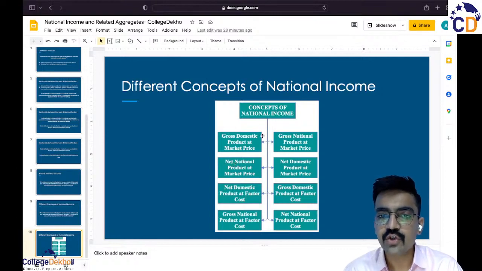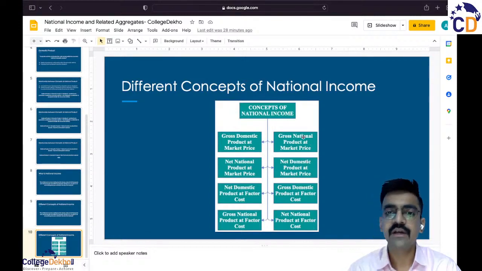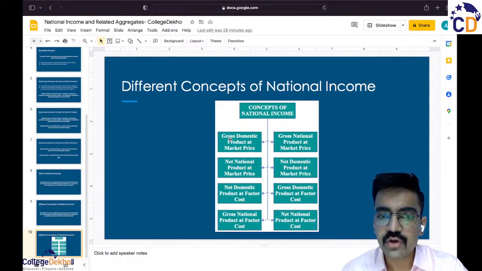The second distinction could be domestic or national. So in all of these terms, you can see that it is either a domestic cost or a national cost. So first distinction is gross or net. Second is domestic and national. And the third one is either the market price or the factor cost.